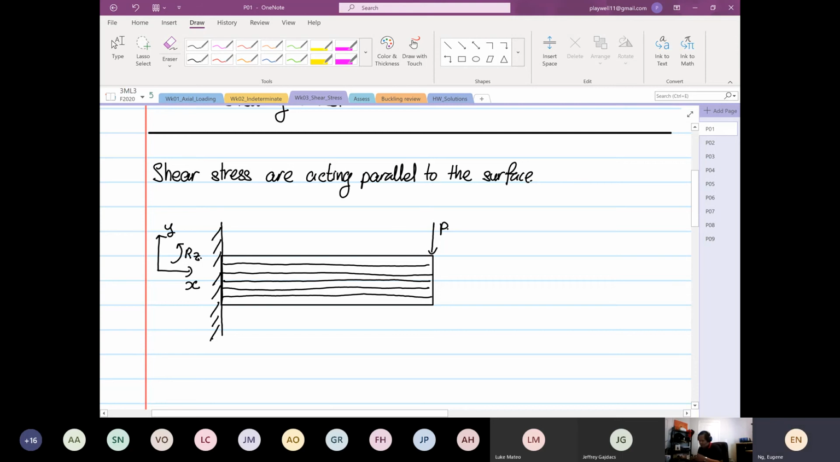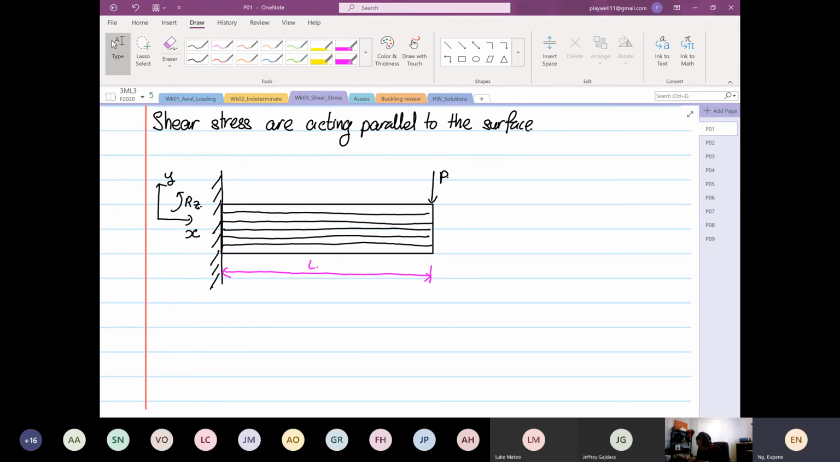So we know that the beam will be bent, right? Because we have a bending moment, right? This bending moment is induced by P multiplied by a certain length L over here, right? So there are two modes that you will fail. Okay, so two modes of failure.